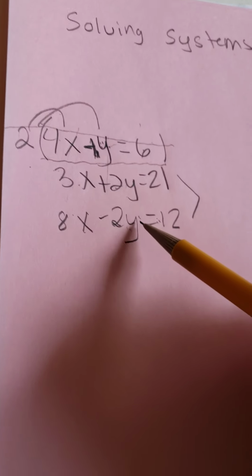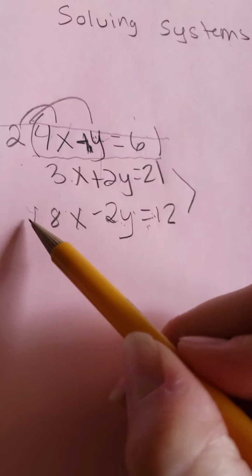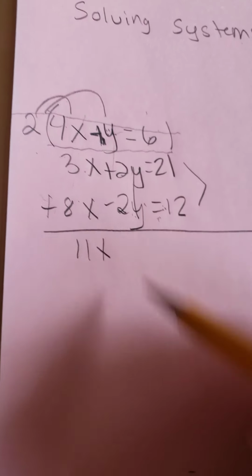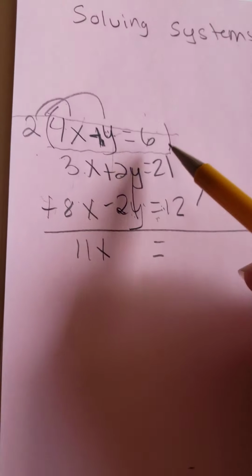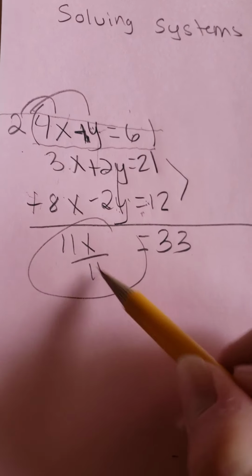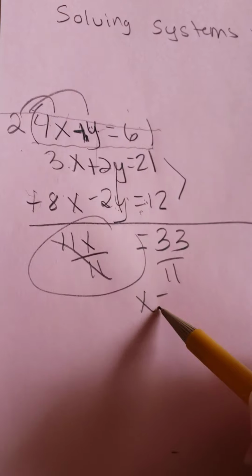So now it's just like last week. If you have opposites, you can go ahead and add. 3 plus 8 is 11. 2 plus the -2 cancels out. That was the whole point. 21 plus 12 is 33. And then you're just solving. So you get x equals 3.